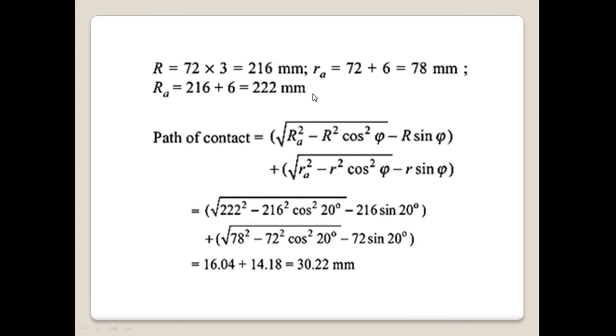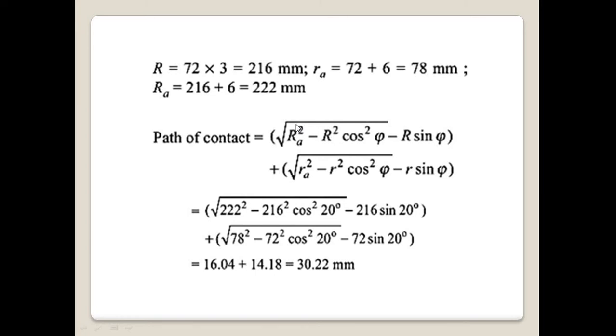Next we have to find capital RA. This capital RA is nothing but the radius of the addendum circle of the wheel. This is capital R plus the addendum. What is the value of capital R? We got that as 216 mm. So 216 mm plus this 6 is equal to 222 mm. So we have the values of small r, capital R, small RA and capital RA.